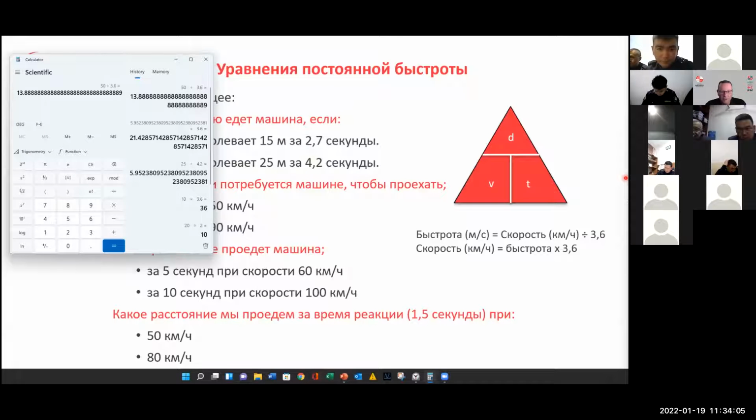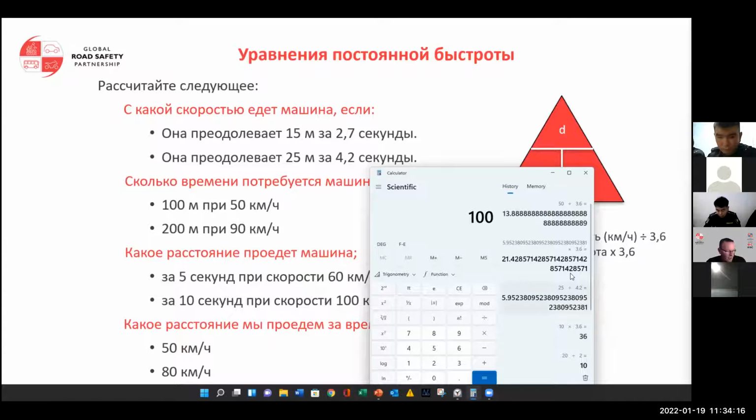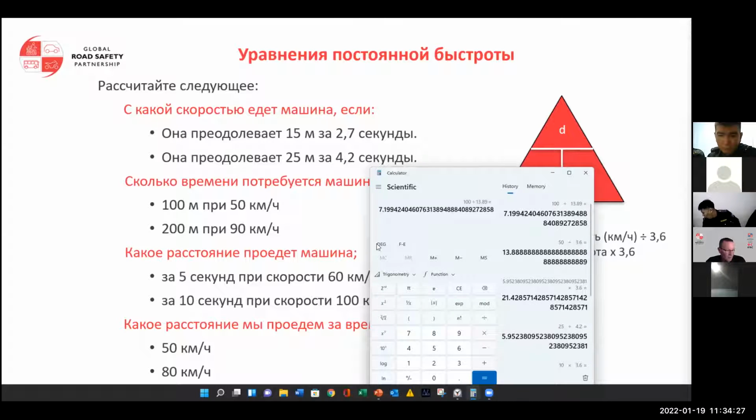We are calculating time, so we need to do distance divided by velocity. Our distance, we are told, is 100. So let's go 100 divided by the velocity we just calculated, 13.89 meters per second, equals 7.2 seconds. So if you are traveling at 50 kilometers per hour, it will take you 7.2 seconds to drive the length of a football field, 100 meters.